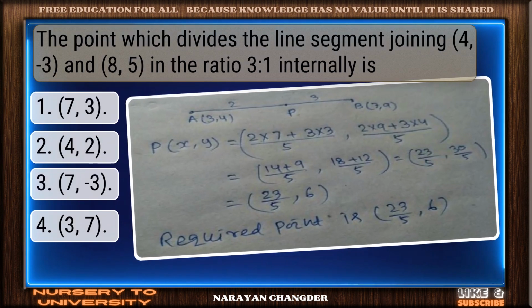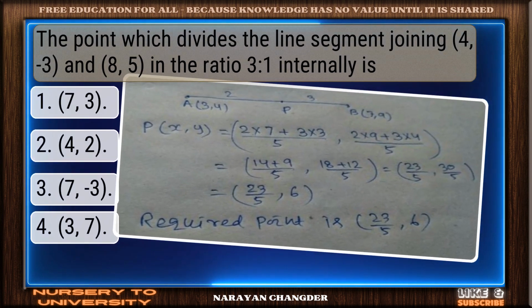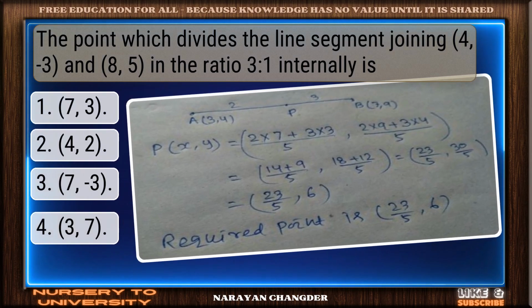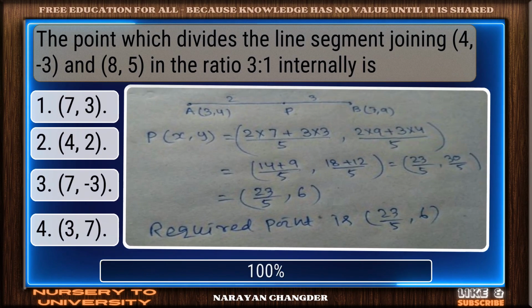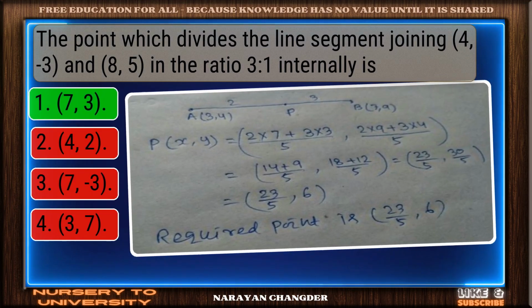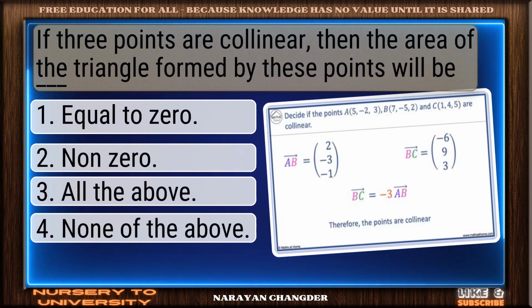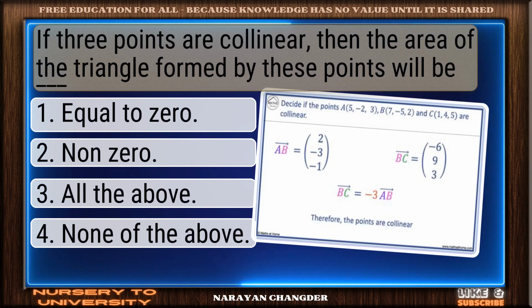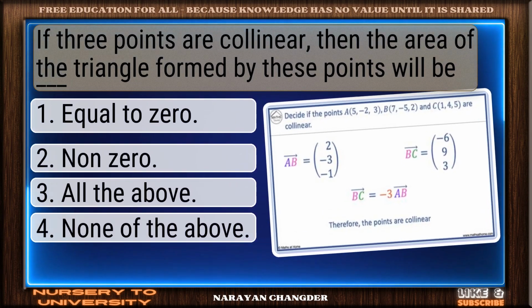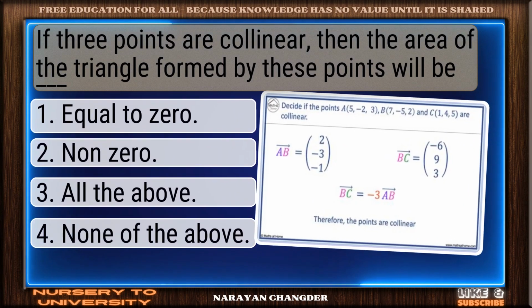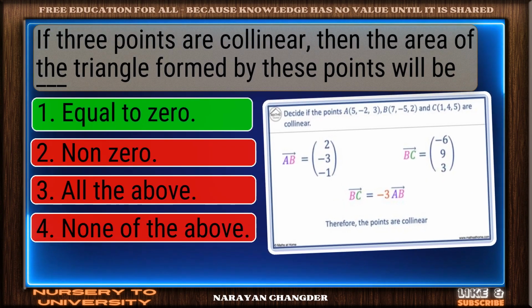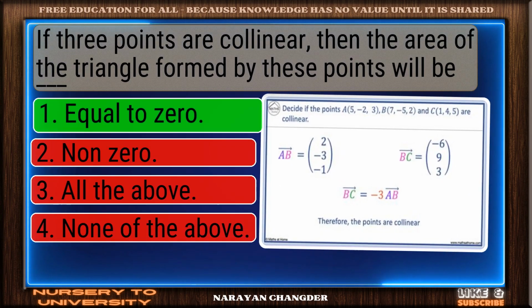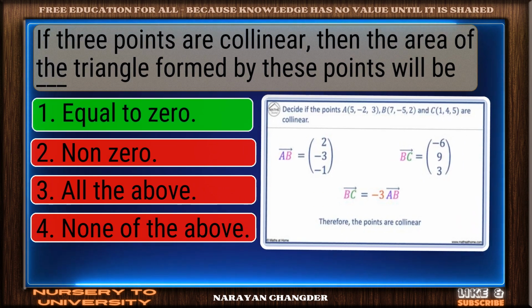Question number 45. The point which divides the line segment joining and in the ratio 1 internally is. Bravo is the answer. Question number 46. If 3 points are collinear, then the area of the triangle formed by these points will be dash. Nice work. You chose equal to 0, and it is correct.